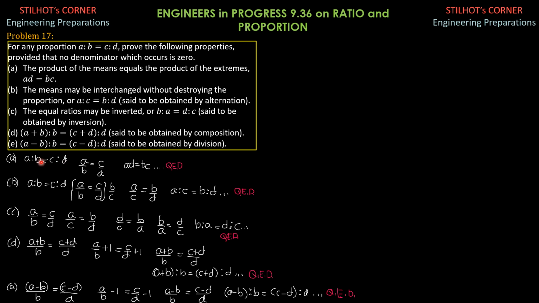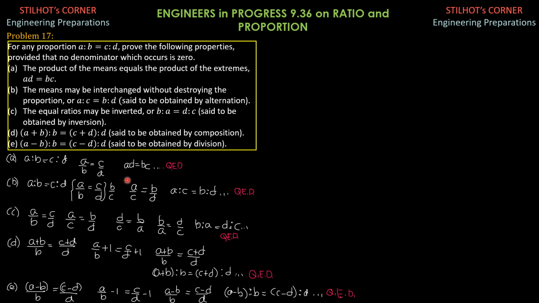So for part A, remember this is the ratio and proportion. a over b equals c is to d. So if we cross multiply, we have ad equals bc, which is the statement: the product of the means bc is equal to the product of the extremes ad.